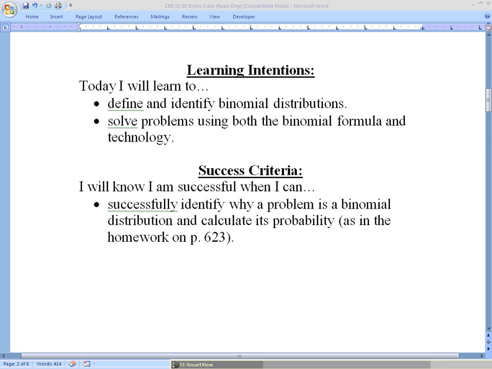Today, we're continuing our discussion of probability distributions, but we're going to be talking about a specific type of probability distribution known as a binomial distribution. So we'll be talking about what a binomial distribution is and how to identify such a thing. And then we'll be solving problems using both the binomial formula as well as our TI calculators.